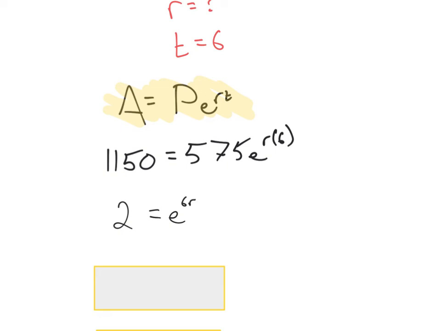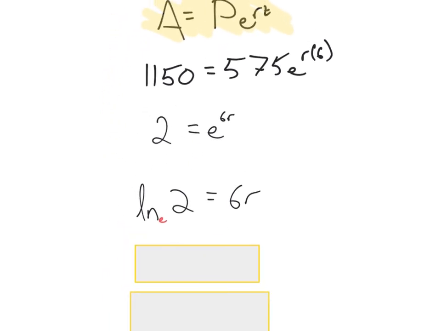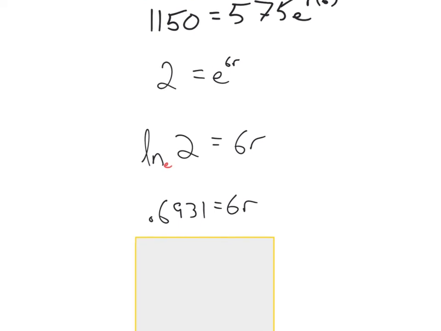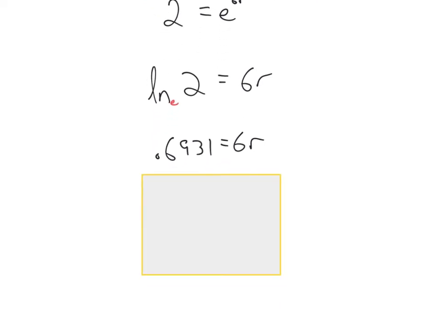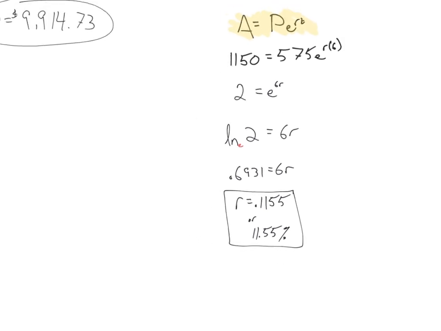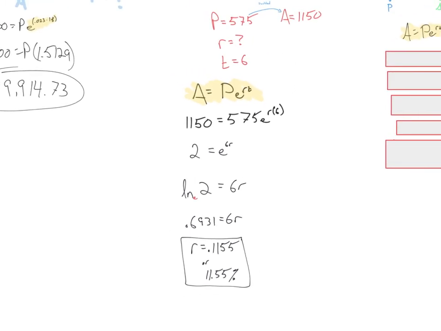Well, at this point, I'm trapped in exponential form, so I'm going to rewrite this into logarithmic form. Since I'm using a base e, it has to be a natural logarithm. The left side of that equation now goes straight into my calculator, natural log of 2. Again, try rounding to 3, 4, or 5 decimal places there. And to solve for r, I'll divide out the 6. So we'd have 0.1155 or 11.55% would be our answer there. So again, they did not give us the rate, but they gave us the other 3 ingredients. There are 4 total, so you have to use the 3 given to solve for the 4th.